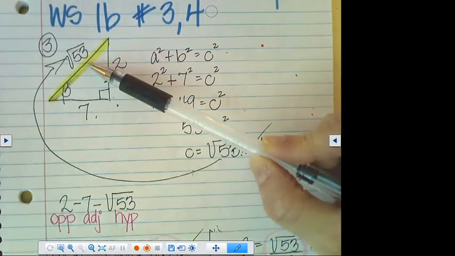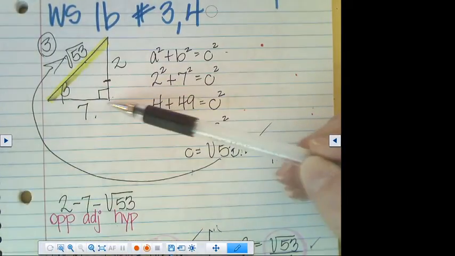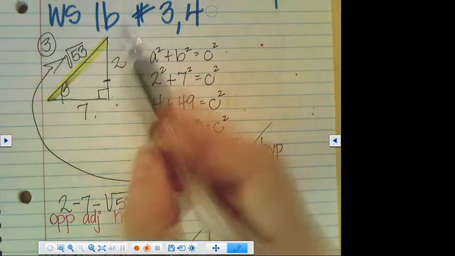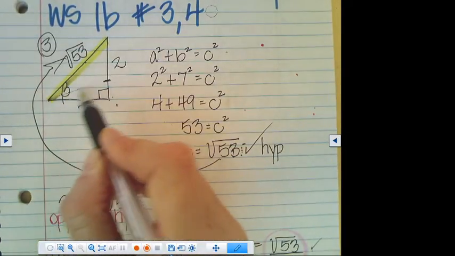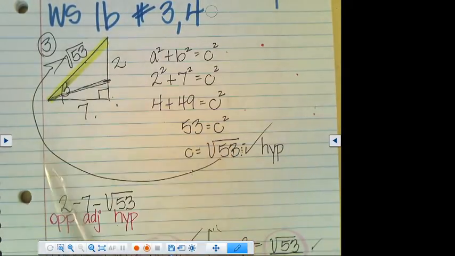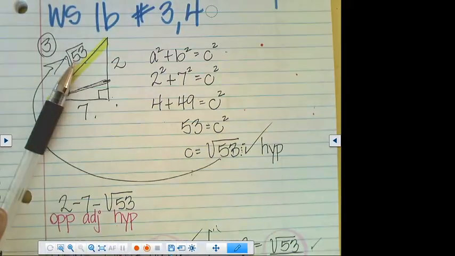Are you listening? Are you with me? If you have a leg that's 2 and another leg that's 7, and you put another stick down, and that stick is supposed to connect these 2 points, is that stick going to be 53 in length? No, no, no. All right, so try to catch your own mistakes. The square root of 53 is a tad larger than 7.